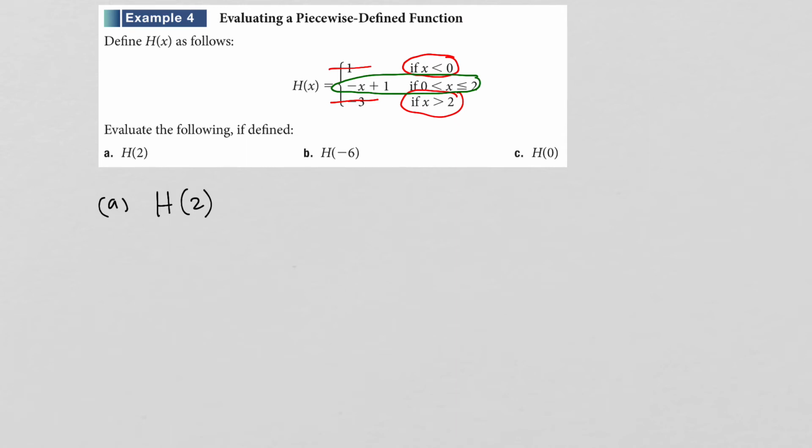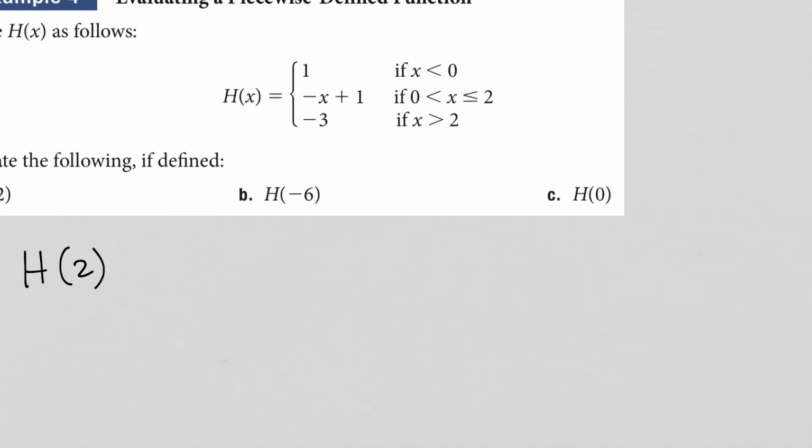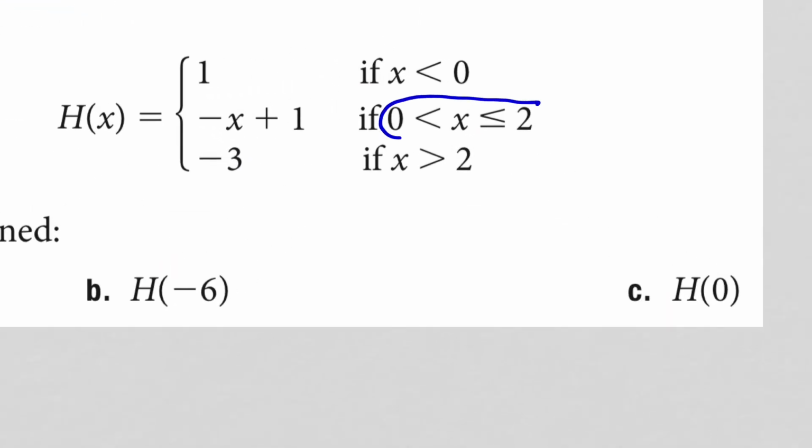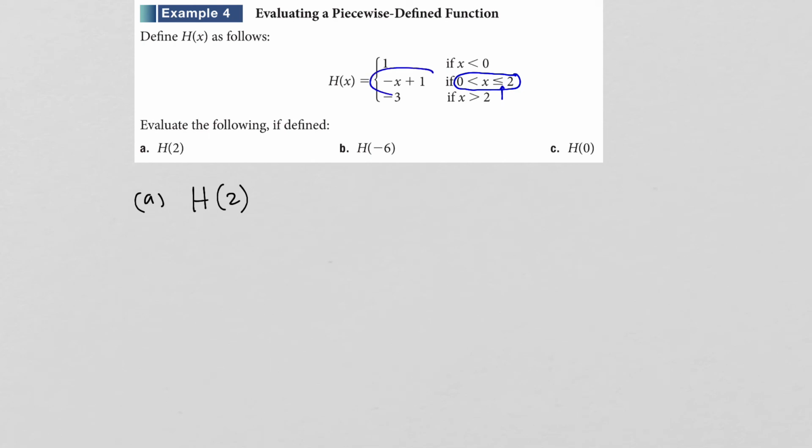Now, why are we using the middle one? Well, if you focus in on that definition right there, it tells you use the middle one when x is a number between 0 and 2, including 2. So that's why we're going to use this definition. So what is h of 2? Well, according to that definition, it is negative x, so that's going to be negative 2 plus 1, and that is negative 1. Okay, so again, all I'm doing there in the end is I'm replacing x with 2. So that's how we get negative 2 plus 1.